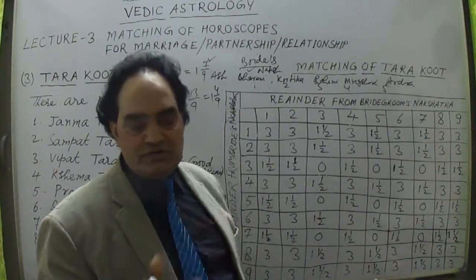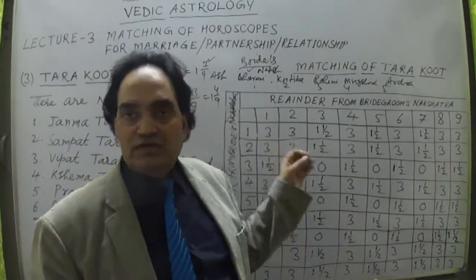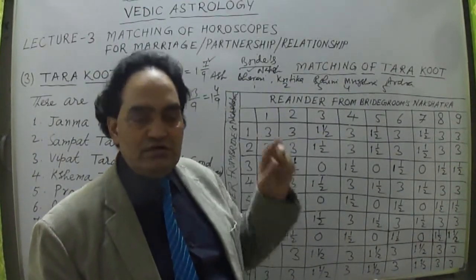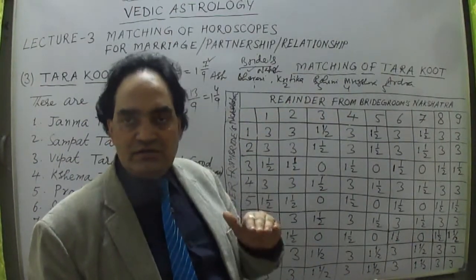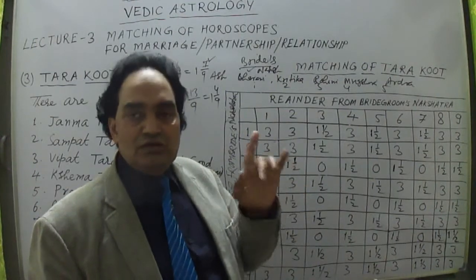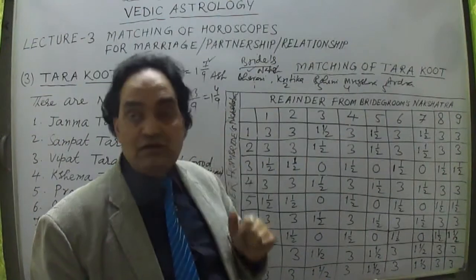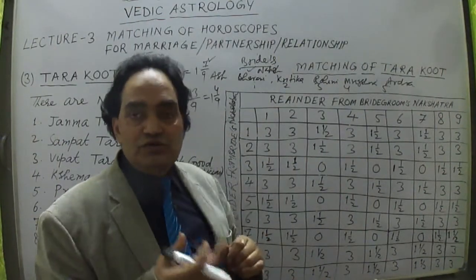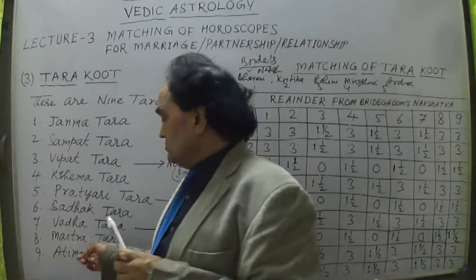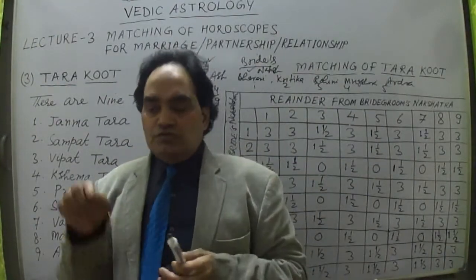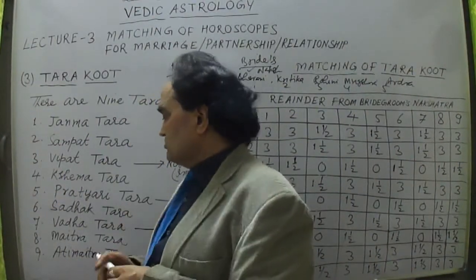So 17 divided by 9. We always divide by 9 because there are 9 taras. So 9 is the divisor, and the dividend is 17 in this case. 17 divided by 9, the quotient is 1, because it is divided one time. 9 times 1 is 9, and 8 is the difference. So 8 is the remainder, the 8th Tara. Whatever remainder comes out represents the Tara number. So this is how the remainder gives Maitri Tara.